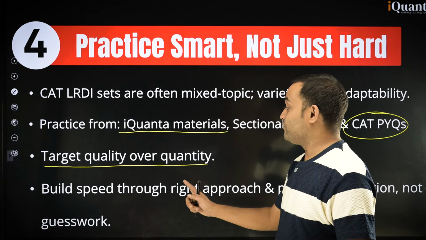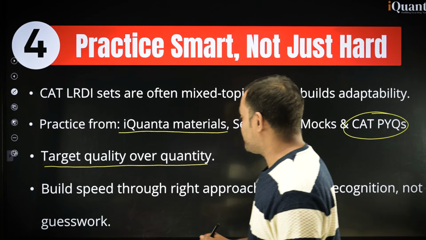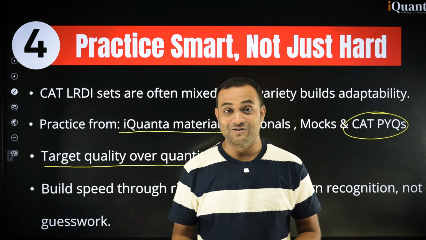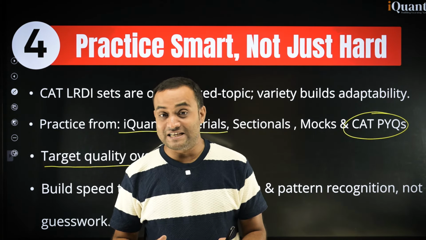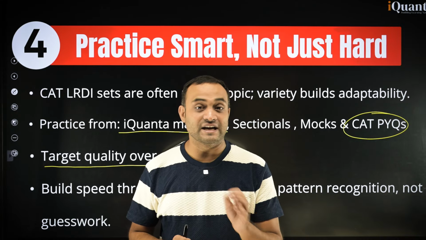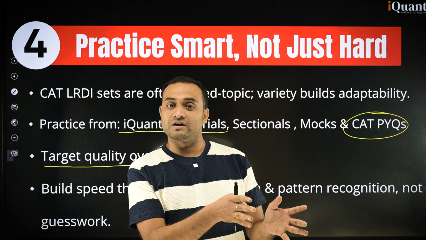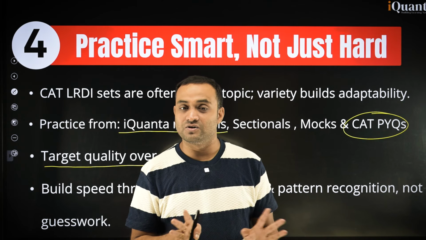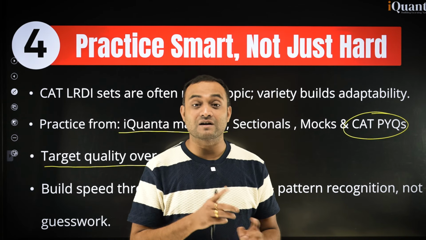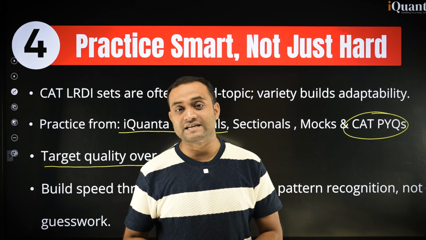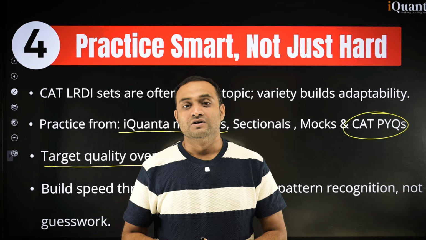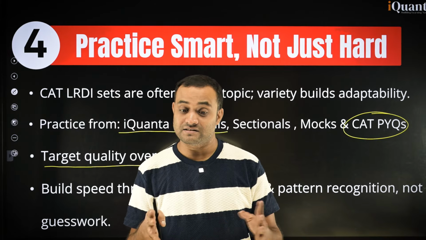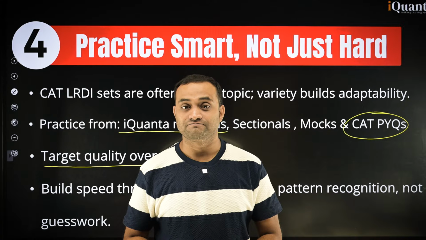Quality over quantity. Then build speed through right approach and pattern recognition, not guesswork. Okay, so if there are multiple cases, you don't guess that, okay, this case will work. Okay, this case will work. I'm able to complete the table. I should go to the questions. No, you should have the right approach. If there are multiple cases, you should take all the cases before you decide that yes, that's it. I have considered all the cases. Now I should solve the questions. All right.